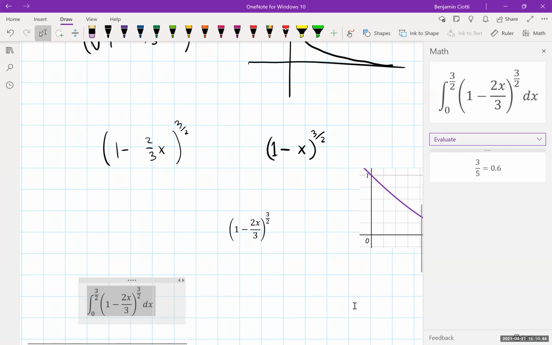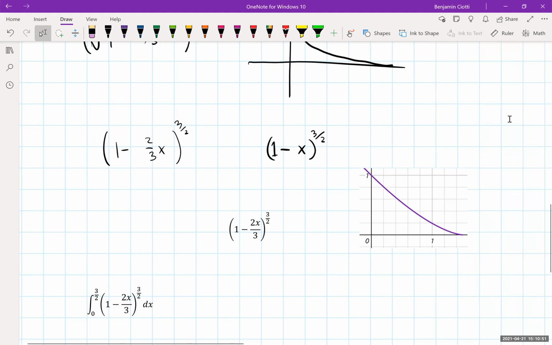Okay. Yeah, this is pretty cool. I didn't know OneNote can do this. Yeah, yeah. Neat.